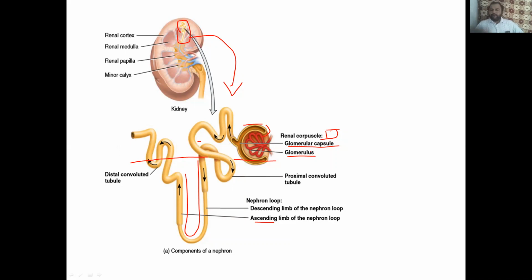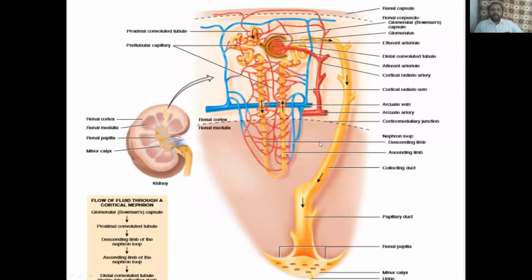Okay, so now we will go into detail slide by slide, with descriptions, so it will be easier for you also. Here in this diagram, you can see.